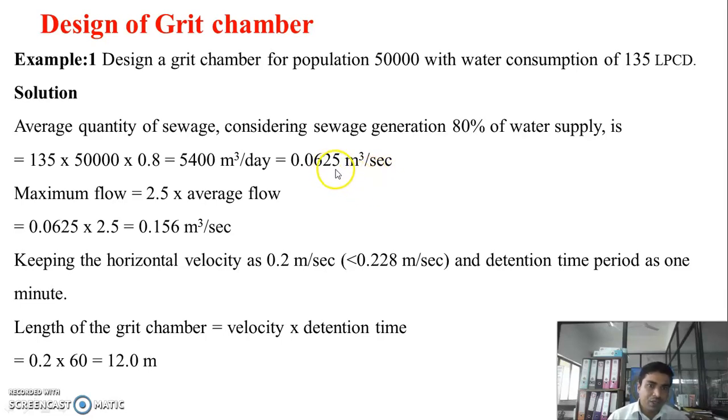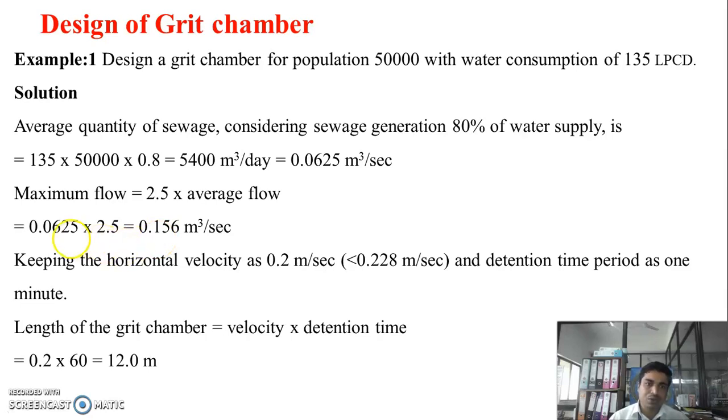Now, whenever we design any treatment unit, we should design it for the maximum flow. Suppose here we take the peak factor as 2.5, so the maximum flow is 2.5 times the average flow. So the maximum wastewater flow is 0.0625 into 2.5, that is 0.156 meter cube per second.